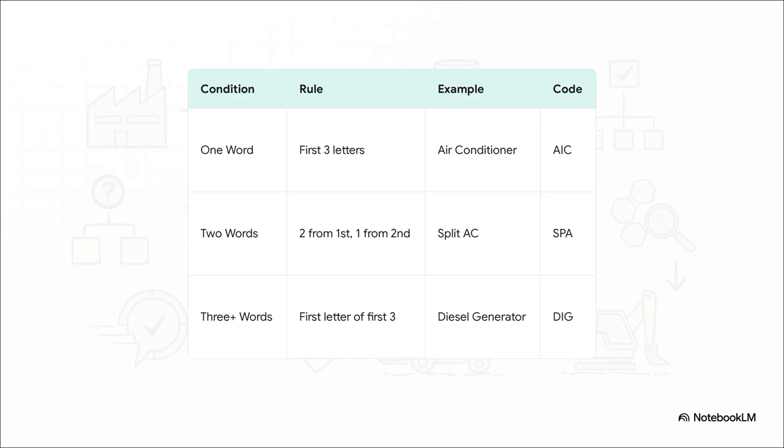And here's how that automatic logic works. It's super simple and predictable. If the subtype is 2 words like split AC, the system grabs the first 2 letters of the first word and the first letter of the second. That gives us SPA. If it's 3 or more words, like a diesel generator, it just takes the first letter of the first 3 words, which gives us DIG. It's a really consistent formula.